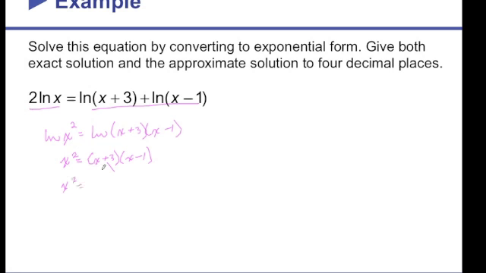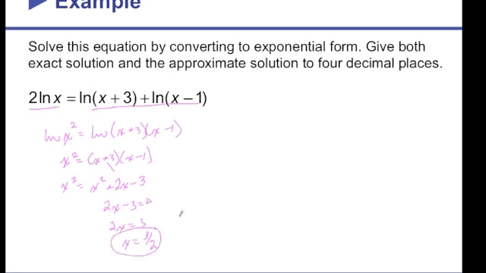Or x squared equals, using FOIL here, x squared plus 2x minus 3. Moving the x squared, they'll cancel out. 2x minus 3 equals 0. So 2x equals 3, and x equals 3 halves.